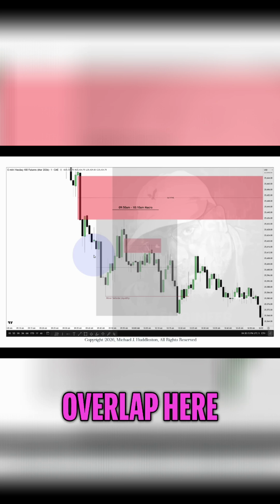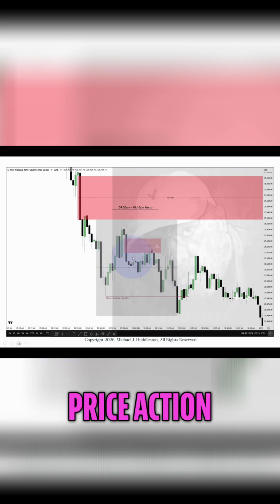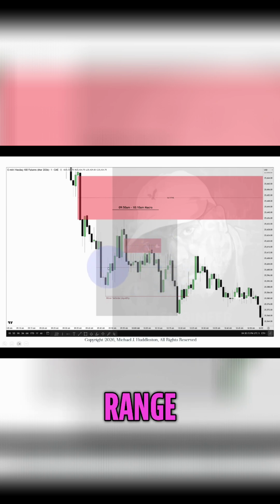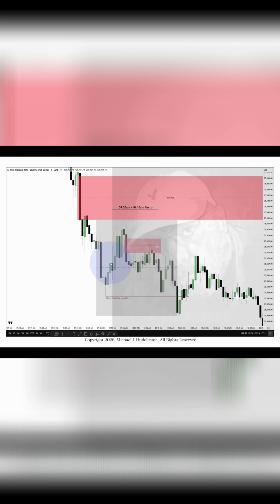There's no overlap here with volume profile. There's no overlap with anything else but what I'm showing you here. Look at the midpoint. See that right there? There's a lot of price action being offered in that same range. That equilibrium price point has to have an inefficiency.